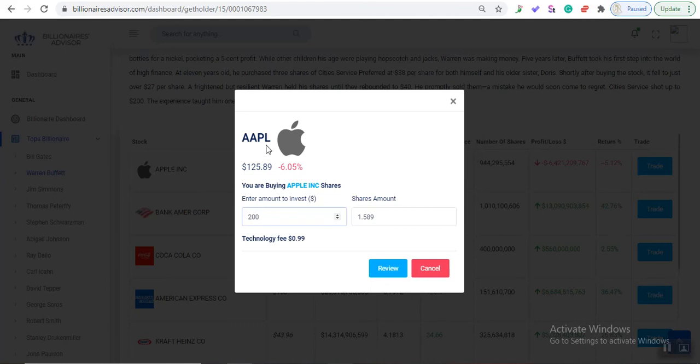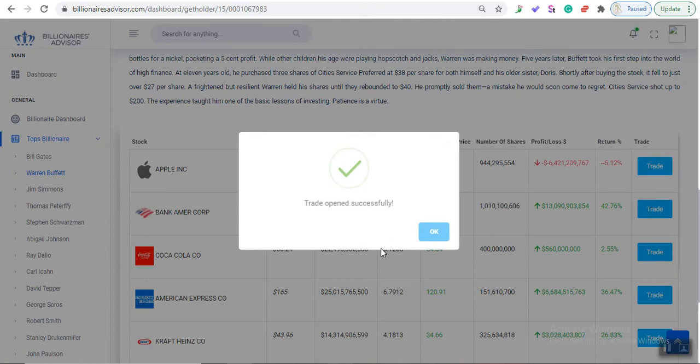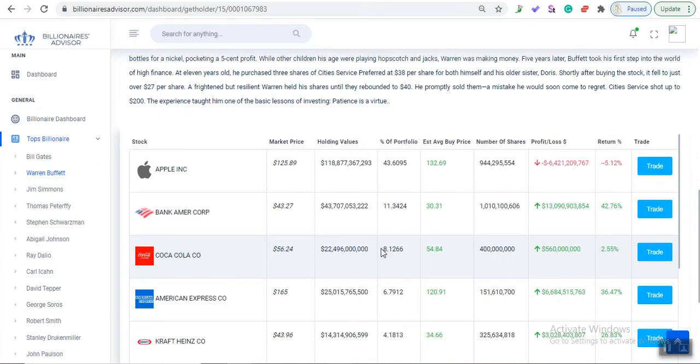Use this as an example of how easy it is to trade. Of course, you could see the technology fee of 99 cents. That would be deducted from the actual balance. Review your order. So now you're about to buy Apple at 1.58 shares, plus the technology fee. Once you click confirm, your order has been successfully opened and it will display on your dashboard.